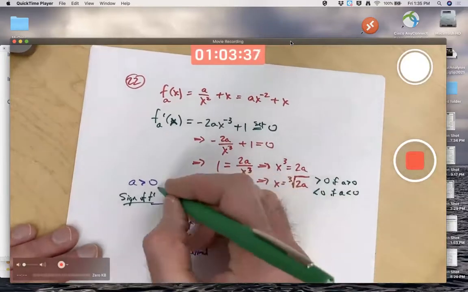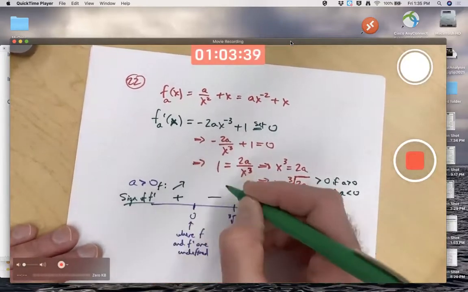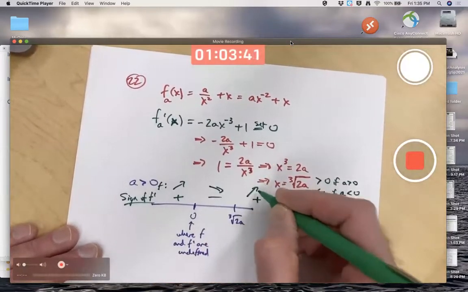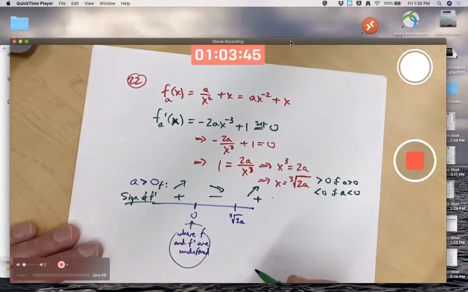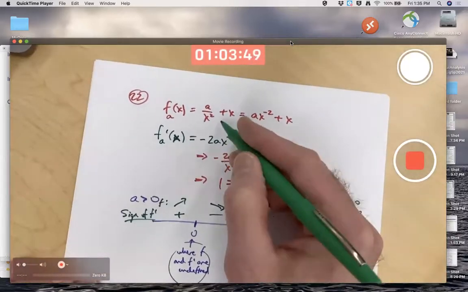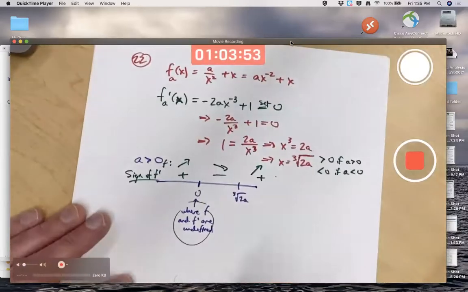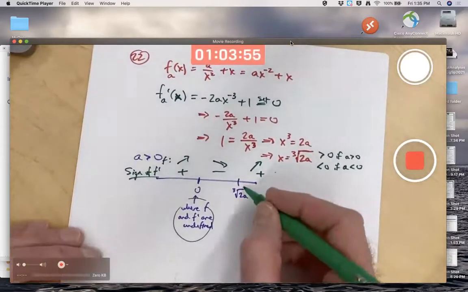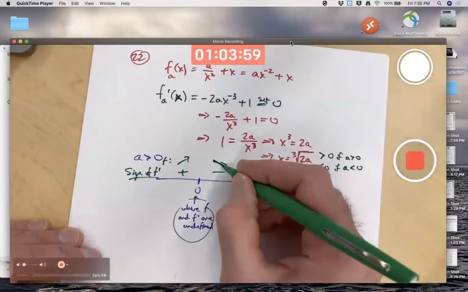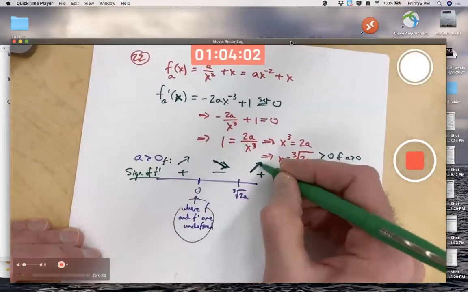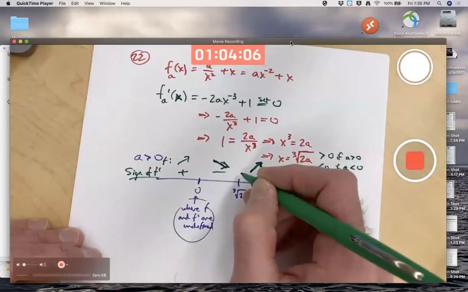So f is increasing over here, decreasing in here, increasing over here, and undefined at 0. It's going to be a vertical asymptote at 0, it turns out. Shouldn't be so surprising when you look at its formula there. And in fact, this point is going to be a minimum, because you can see the function is decreasing before that point and then increasing after. There's going to be what's called a local minimum at this point.